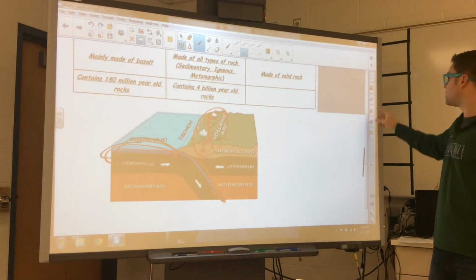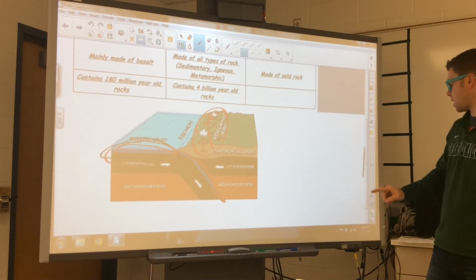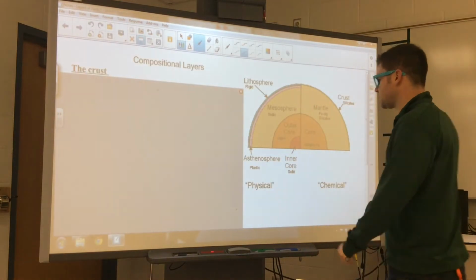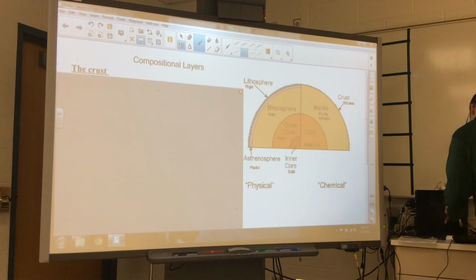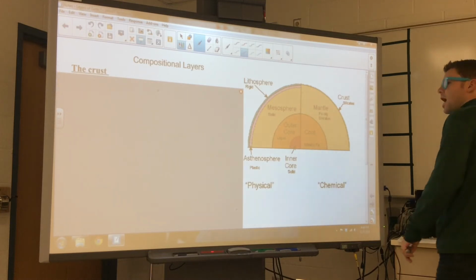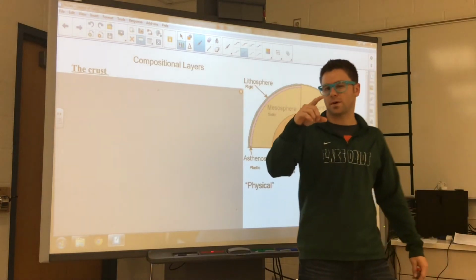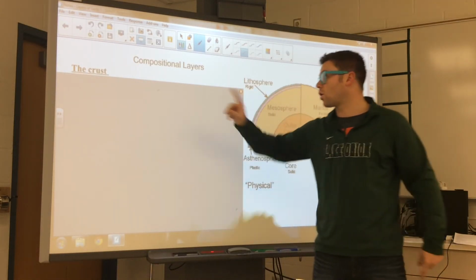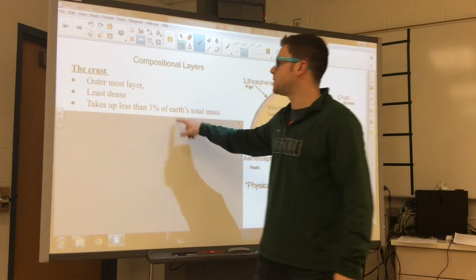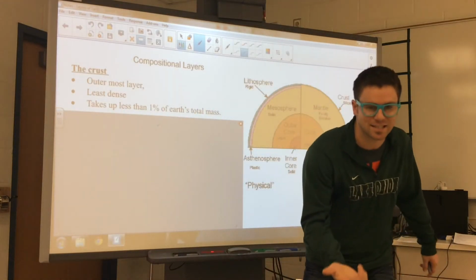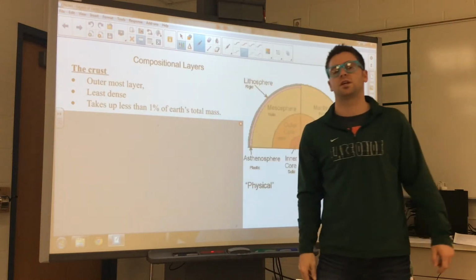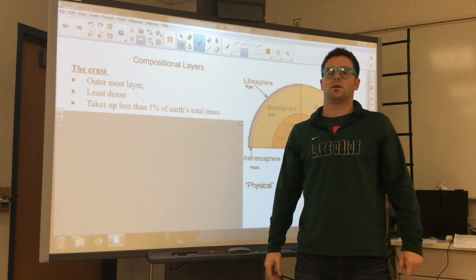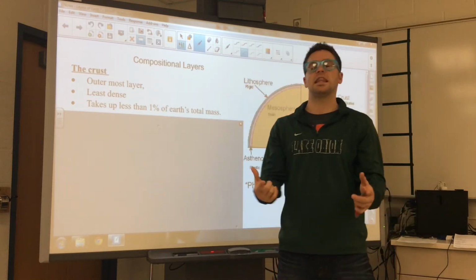Now, what I want to do is move to talking about a couple of the different layers with regards to the compositional layers. Remember, composition has 3 layers, right? The crust, the mantle, and the core. The crust is the outermost layer. It's the least dense, and it takes up less than 1% of the total of Earth's mass. It's the skin of the Earth, right? It's the skin of the apple, okay?